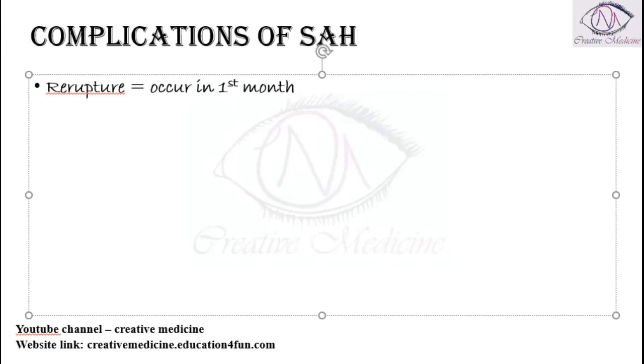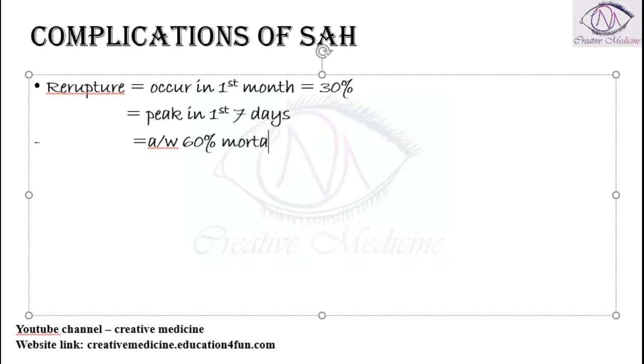In 30% of the cases, re-rupture of subarachnoid hemorrhage occurs in the first month, and this re-rupture may peak in the first 7 days after the symptoms. This re-rupture is also associated with almost 60% mortality, and thus a poor outcome is seen because of re-rupture.